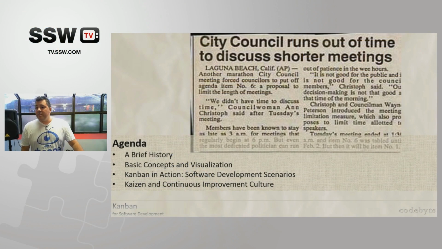Our agenda tonight is going to be, we're going to look at the history of it. After that, we're going to look at some basic concepts of Kanban Board. We're going to see Kanban in action. We're going to look at different scenarios, how we can use this board to identify some of the problems we have in software development. And last, we're going to look at Kaizen and continuous improvement culture and how we can implement this culture. What are some of the problems we will face if we try to implement this culture in our organization, and how we can overcome them.